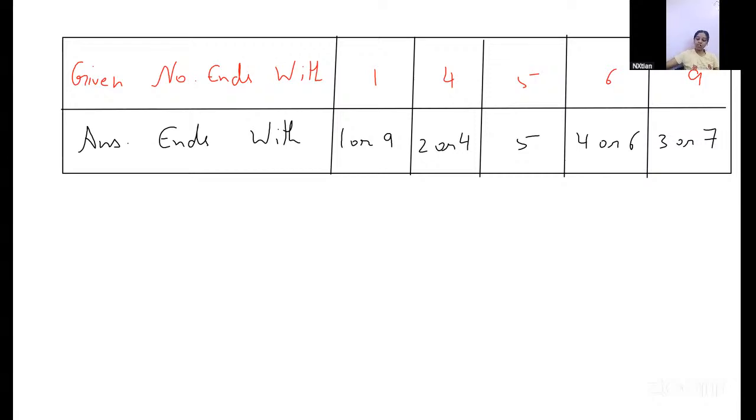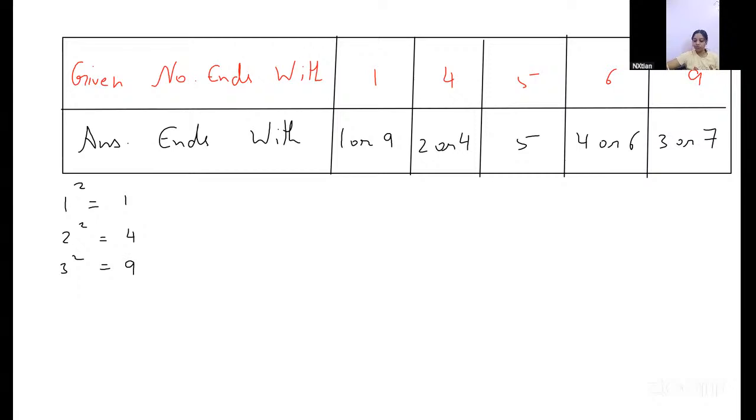Now, we will try one question. Ma'am, for the first one it says 1 or 9. Yes, 1 or 9. Then for the second one it says 2 and 4. Not and, it's or. Yes, 2 or 4.